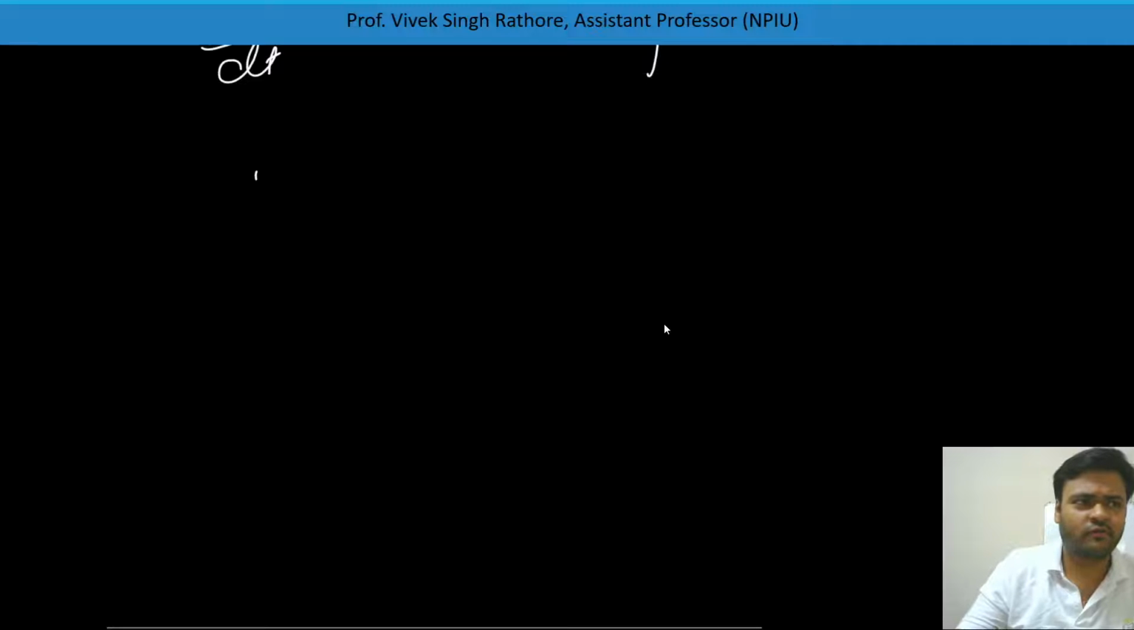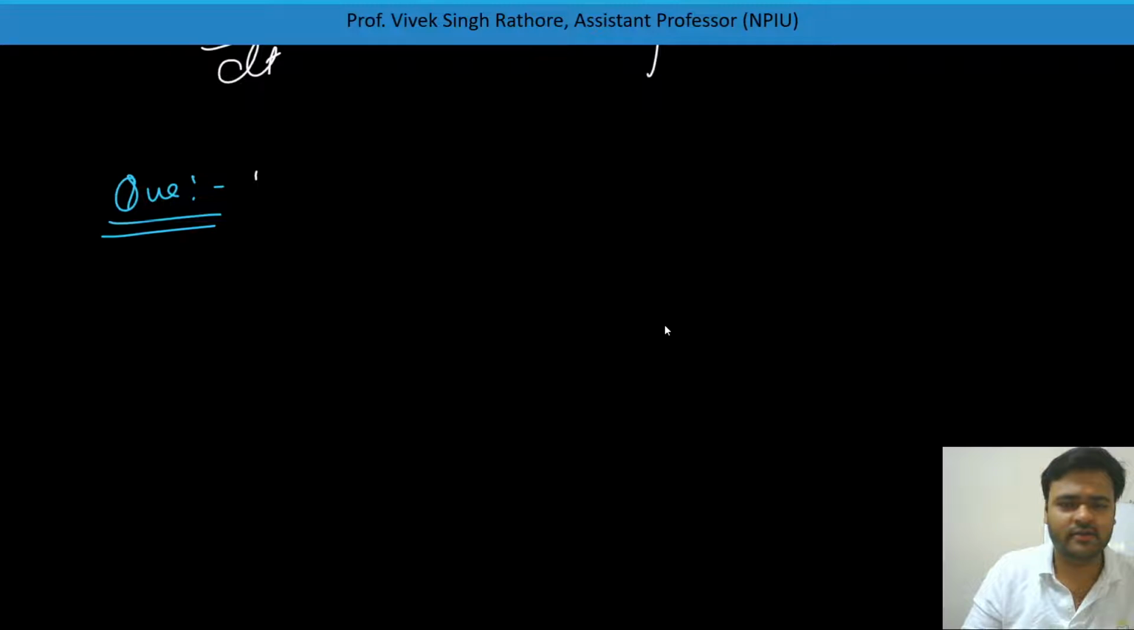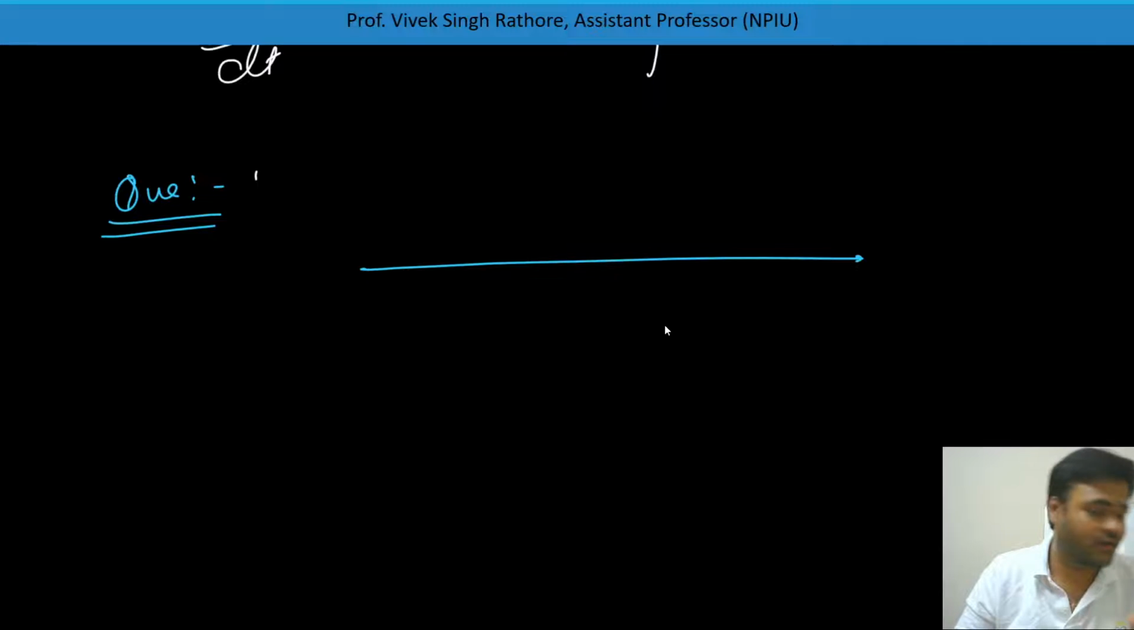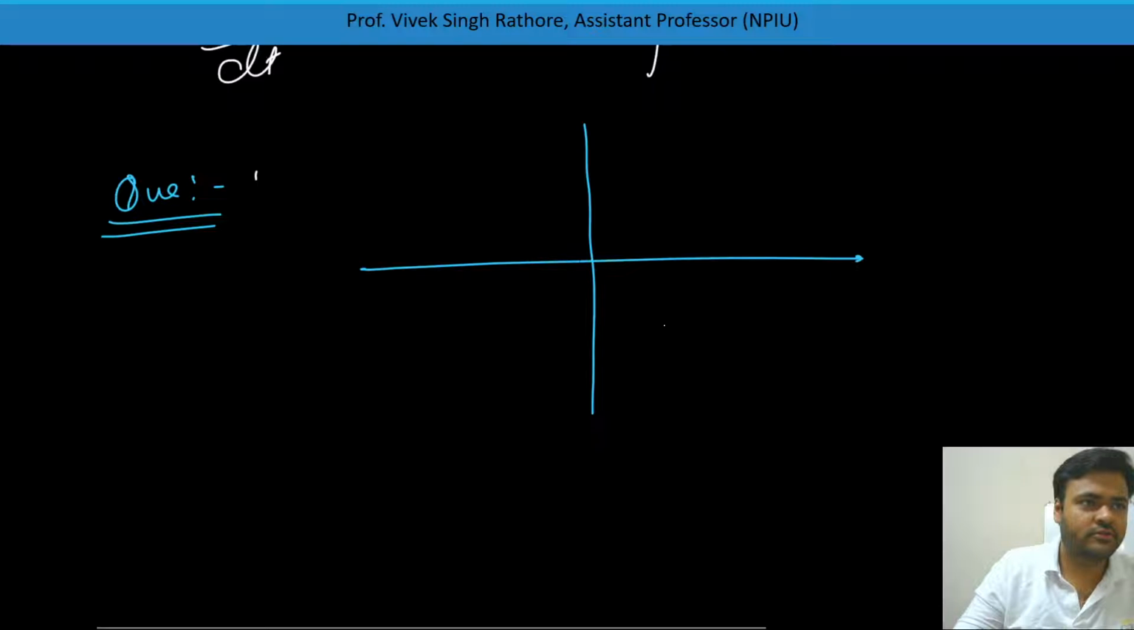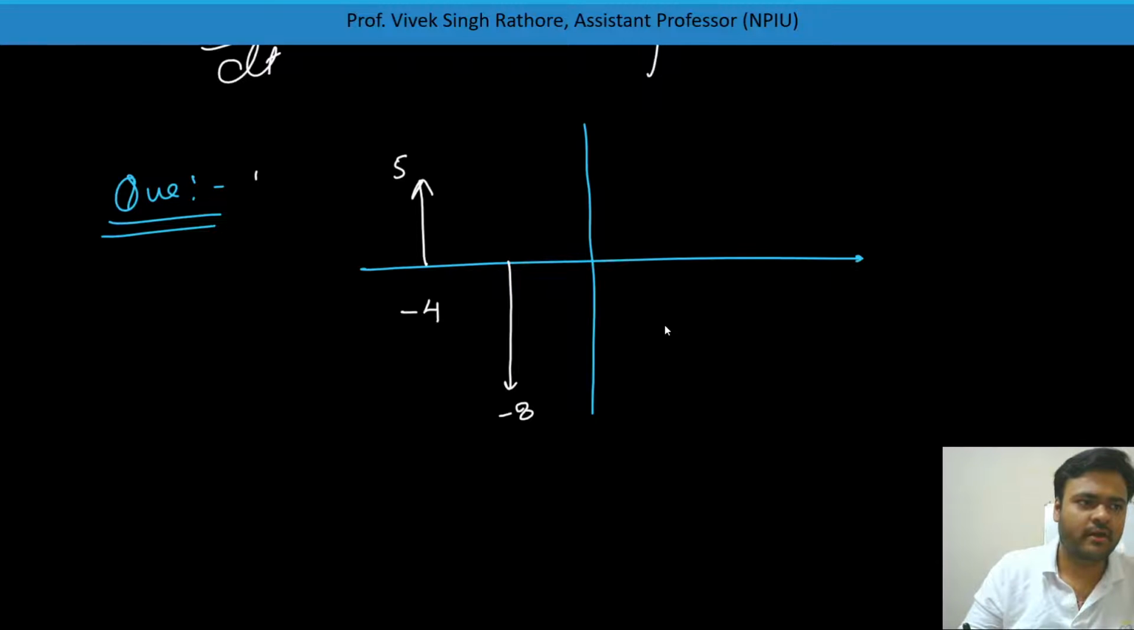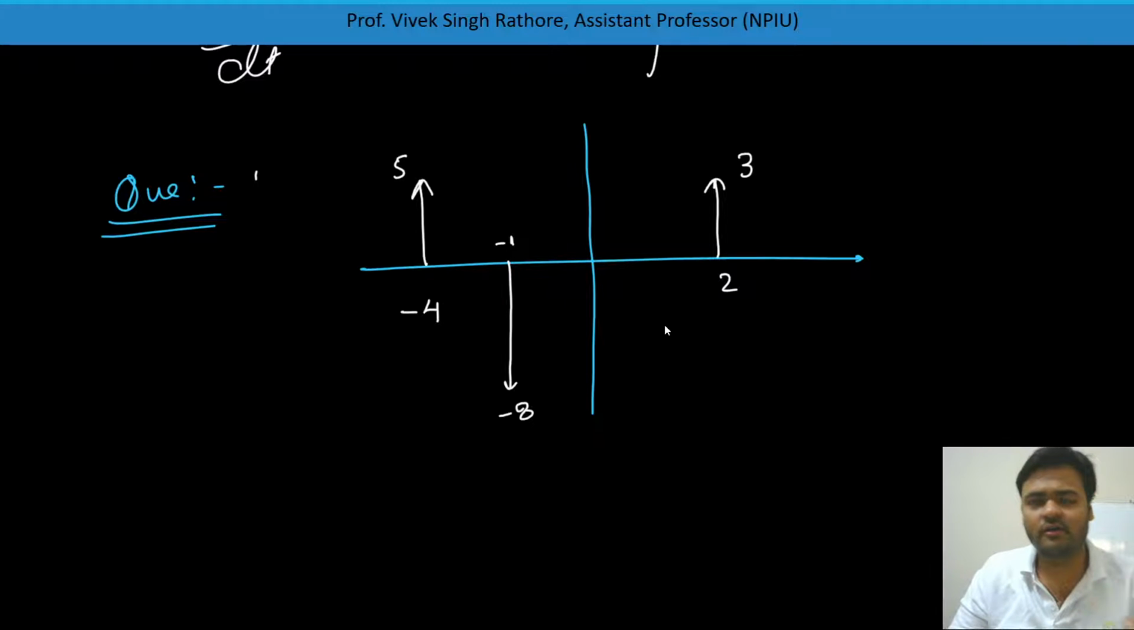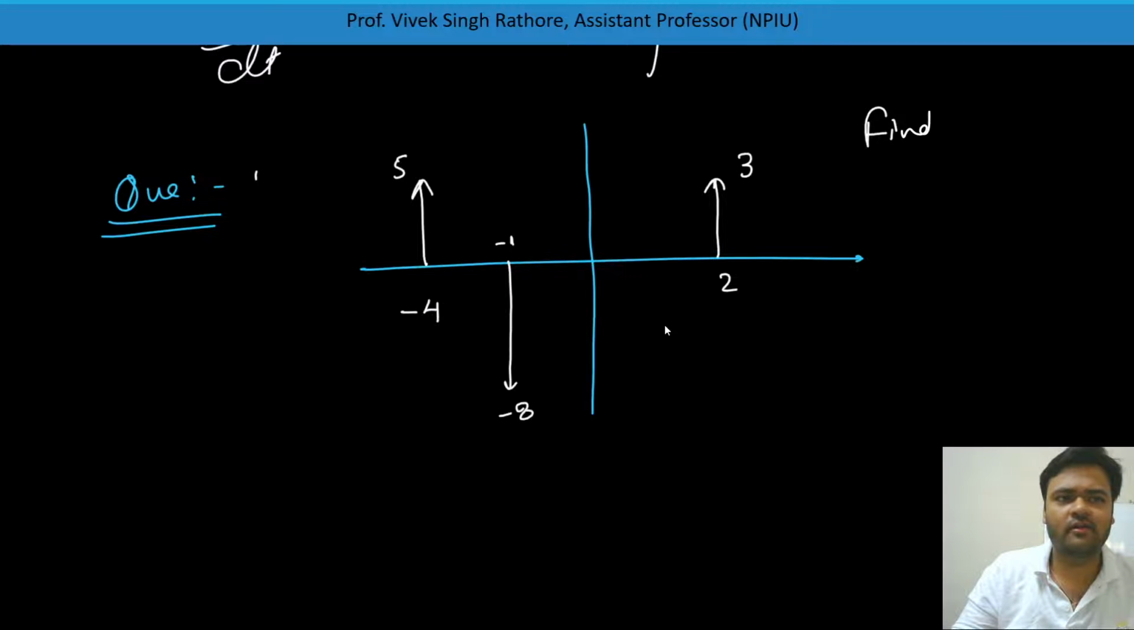So let's do one question for practicing, and then you can practice on your own, and the questions which you find difficult, you can write in the comment section, or you can contact us. So let's see one question. We need to find the integral of a signal. There is an impulse signal: at t equal to minus 4, the value is 5, at t equal to minus 1, the value is minus 8, and at t equal to 2, the value is 3. These values are given, and you have to find the integral of the signal.